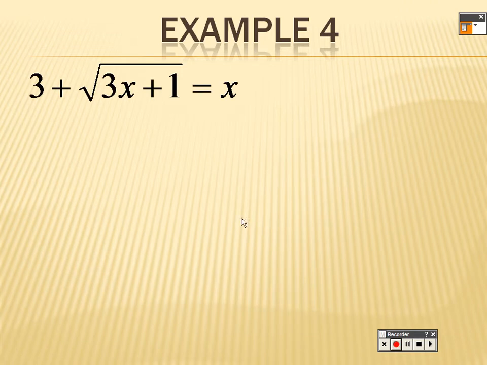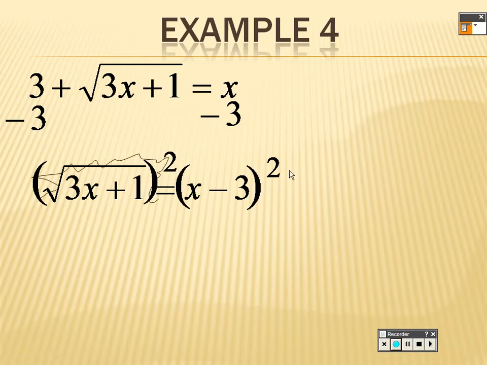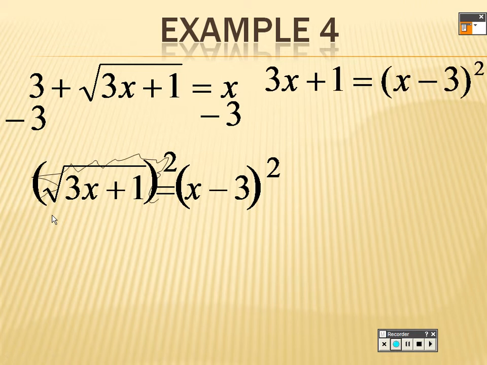Alright, with this one, let's get the root all by itself. We already kind of talked about these, so I'm going to subtract that 3 onto this side, because now I have the square root all by itself, and an x minus 3 on that side. So to get rid of a square root, I'm going to square both sides, but remember, you have to square the entire side. So all I have left on that side is that 3x plus 1, but on this side I have an x minus 3 squared.